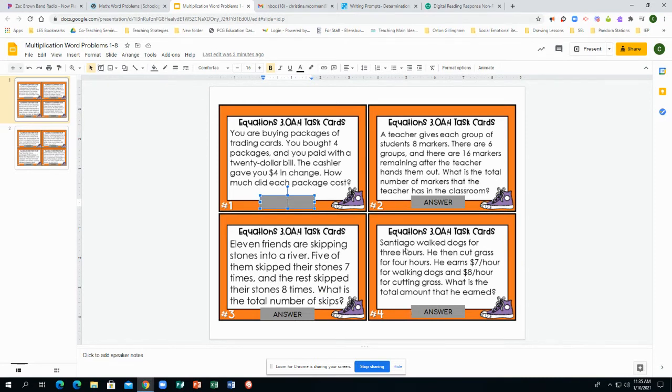Number 4, Santiago walked dogs for 3 hours. He then cut grass for 4 hours. He earns $7 an hour for walking dogs and $8 an hour for cutting grass. What is the total amount that he earned?